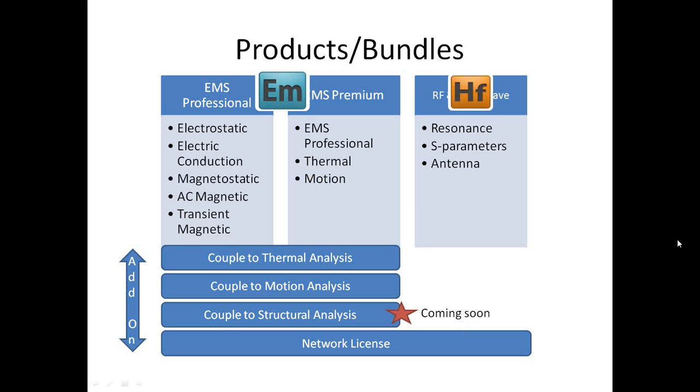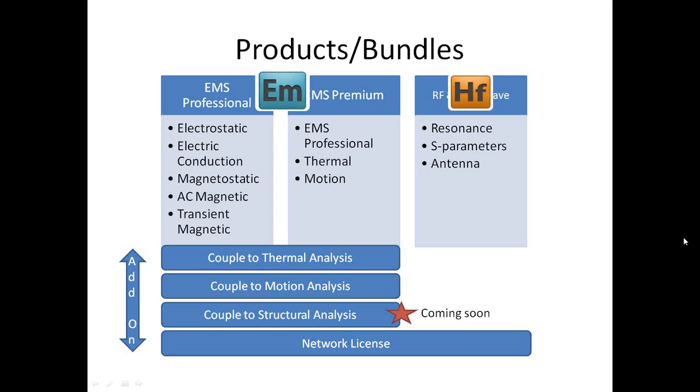Now the EMS product portfolio itself contains two different products. One is the EMS Professional and the other is the EMS Premium that you see here. The EMS Professional comes with 5 different solvers. It can do electrostatic, electric conduction, magnetostatic, AC, and transient magnetic. So basically, no matter what your excitation is, whether it's DC, AC, or any current as a function of time, like pulse input and so on and so forth, can all be handled by EMS Professional.